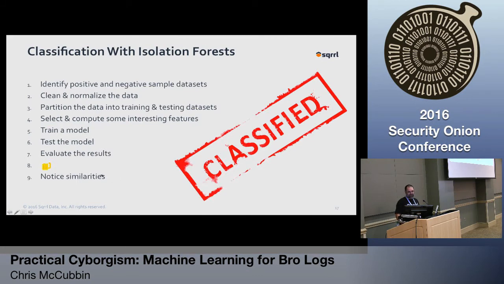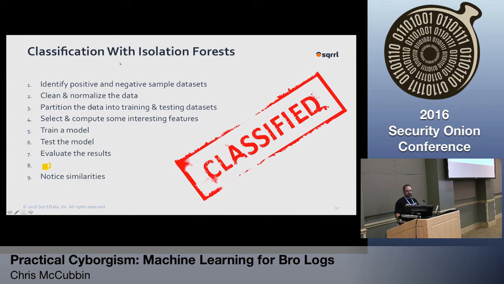So how do we do this with isolation forests? It looks pretty much the same. If you do have positive and negative sample data sets, you can use them to test. If you don't, well, you get your model and then move on with life. It looks the same, right? Clean and normalize the data, partition the data set, and obtain training and test sets. Select some features, train a model, test the model, evaluate the results, Miller time.